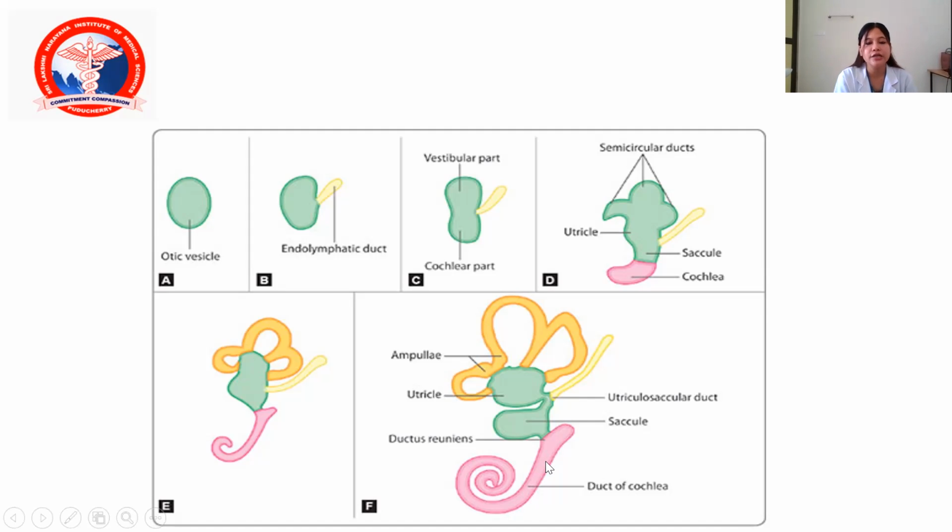Soon after that, a narrow communication will form between the duct of the cochlea and the saccule. Now, all these structures you have to correlate along with the cross section structure. Otherwise it is very difficult to understand.